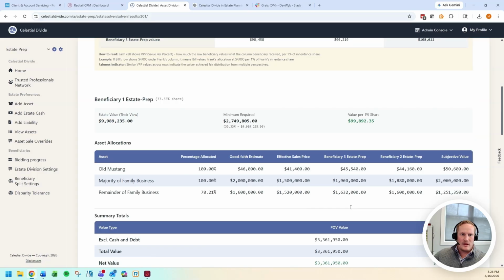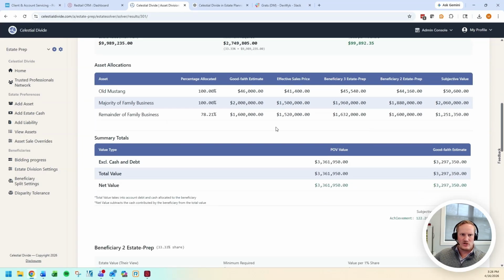Hopefully that answers that. The estate view, this is their view, so we're going to take their bids along with any minimum values. So if an asset was going to be sold off in their perspective, it does get sold off and shows you what that value is. The minimum required is simply their proportion of the estate multiplied by their bid or by their point of view. And then the value per share here is, of course, normalizing that one more time like the matrix would show.